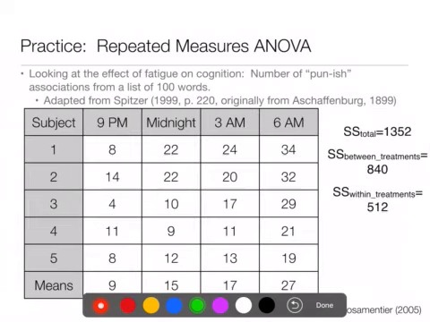Okay, so since so much of repeated measures ANOVA is like one-way ANOVA, in that first step where we calculate our sums of squared total, our sums of squared between treatments, and our sums of squared within treatments, I'm not going to go back and do that here.